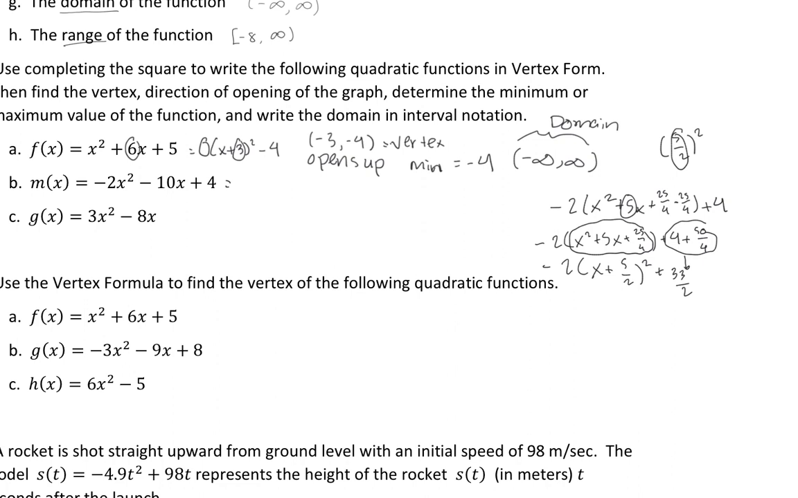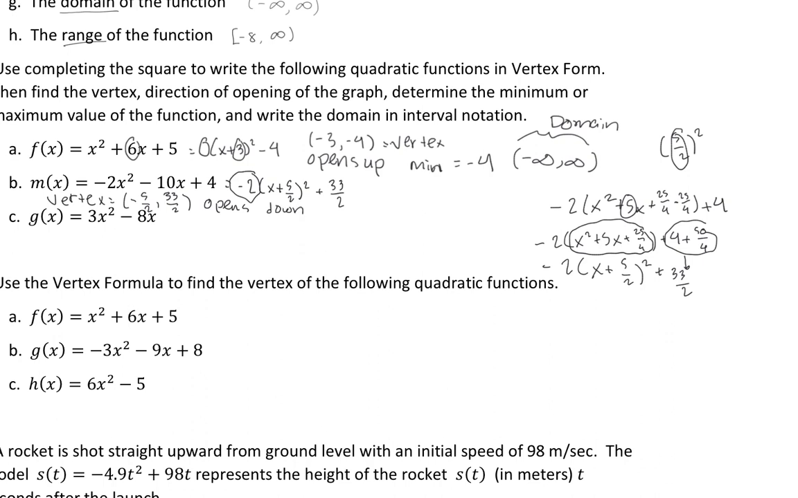So I'm going to write that up here. Our function simplified in vertex form is going to be -2 times x plus 5/2 squared plus 33/2. All right. So that means our vertex is going to be at, I'll write it over here, vertex is going to equal -5/2 and positive 33/2. And because there's a negative coefficient in front of this x plus 5/2 squared, that means it's going to open down, right? So I'll say opens down.